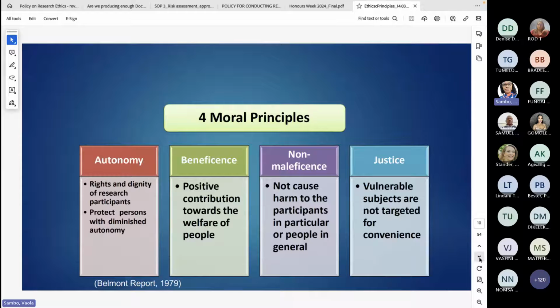The issue of justice: vulnerable subjects are not targeted for convenience. It is very important to not just target people because it's convenient to target them. For example, UNISA as an institution is quite sensitive to being approached by even internal and external people wanting to do their research at UNISA. So when one wants to do research at UNISA, they are required to provide a good motivation as to why UNISA is a relevant case study for such research to be done. Is it just that it's convenient and accessible to conduct research at UNISA?